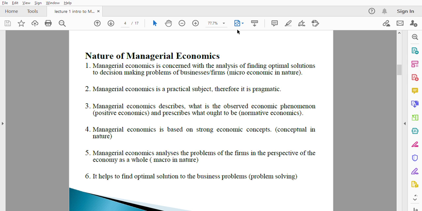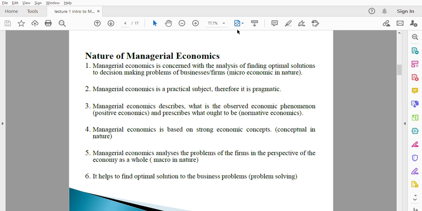Thirdly, managerial economics describes what is the observed economic phenomenon and prescribes what ought to be. Anytime in economics we have a discussion on something that has really been observed, that is positive economics. And also when we mention something that ought to be, which has not really been observed, but we use economic principles to predict that this is what it ought to be, it is normative economics. So managerial economics amalgamates positive economics and normative economics in this study.